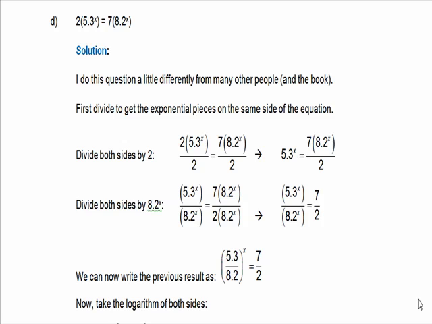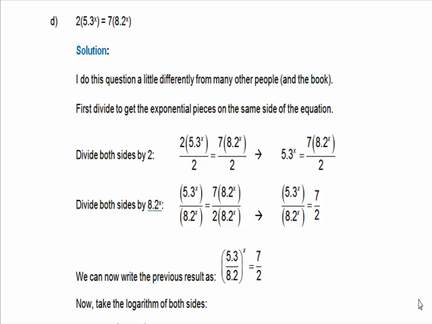Now we're going to take a look at one of the most difficult problems that we will solve using exponential functions and logarithms. In this particular question, we have exponential functions on both sides of the equation. So here's the problem. Solve for x. 2 multiplied by 5.3 to the x is equal to 7 multiplied by 8.2 to the x.